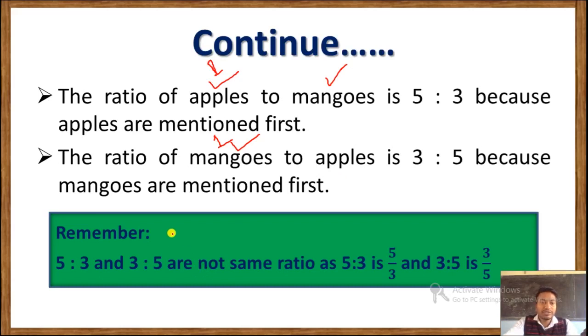Now one thing you need to remember, 5:3 and 3:5 are not the same ratio. Because 5:3 we can write 5/3 and 3:5 we can write 3/5. And you can see both the fractions are not the same. Understood? That's why it is mentioned here 5:3 and 3:5 are not the same.